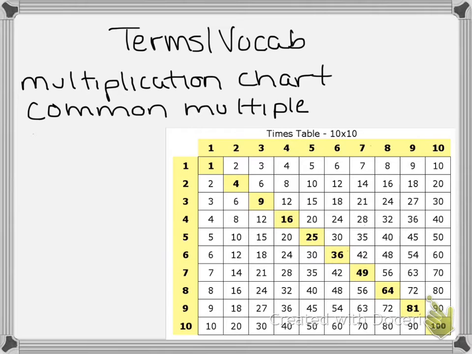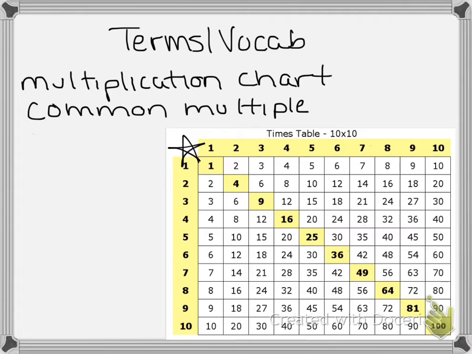So the first thing that we're going to just look at really quickly is a multiplication chart. So right here is a multiplication chart. What I have included here is a 10 by 10 times table or a multiplication chart. There are others that are much larger, up to 50 times 50, but for our purposes in here, we are going to be using a 10 by 10.